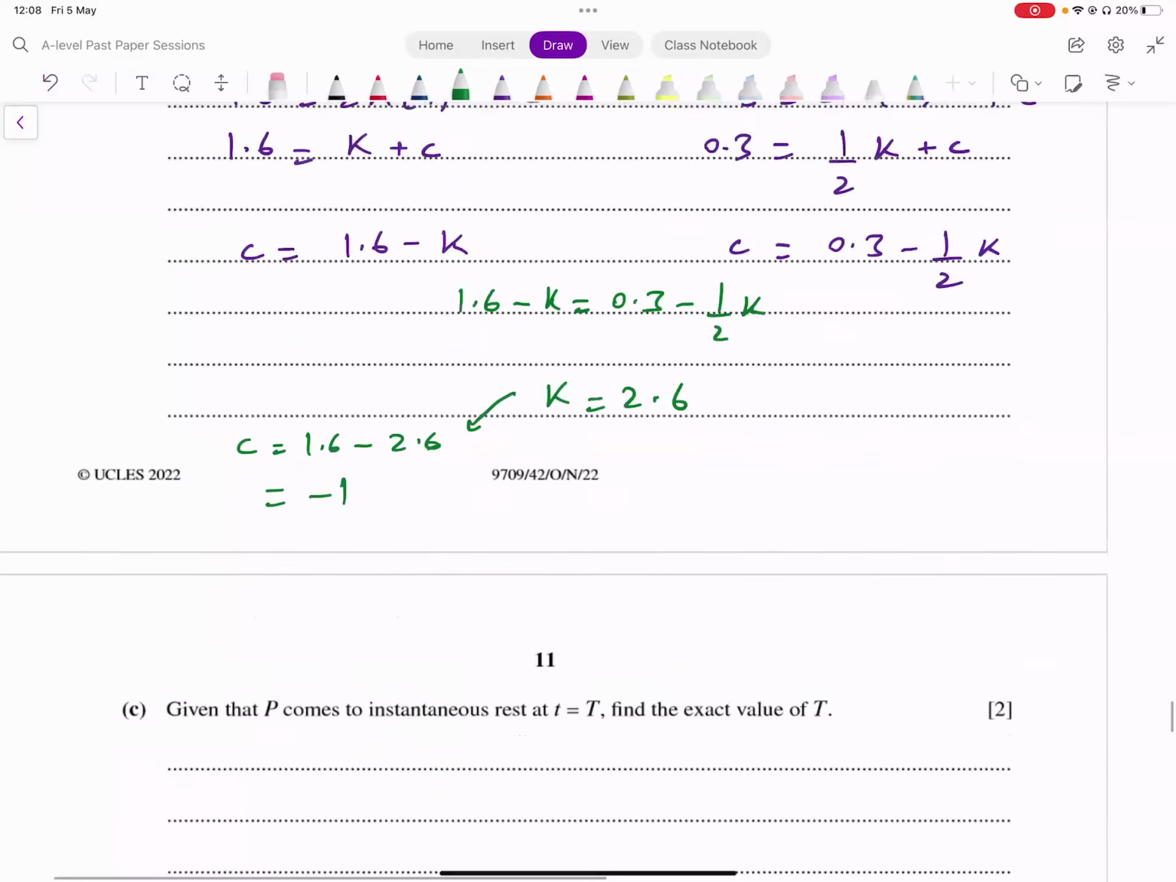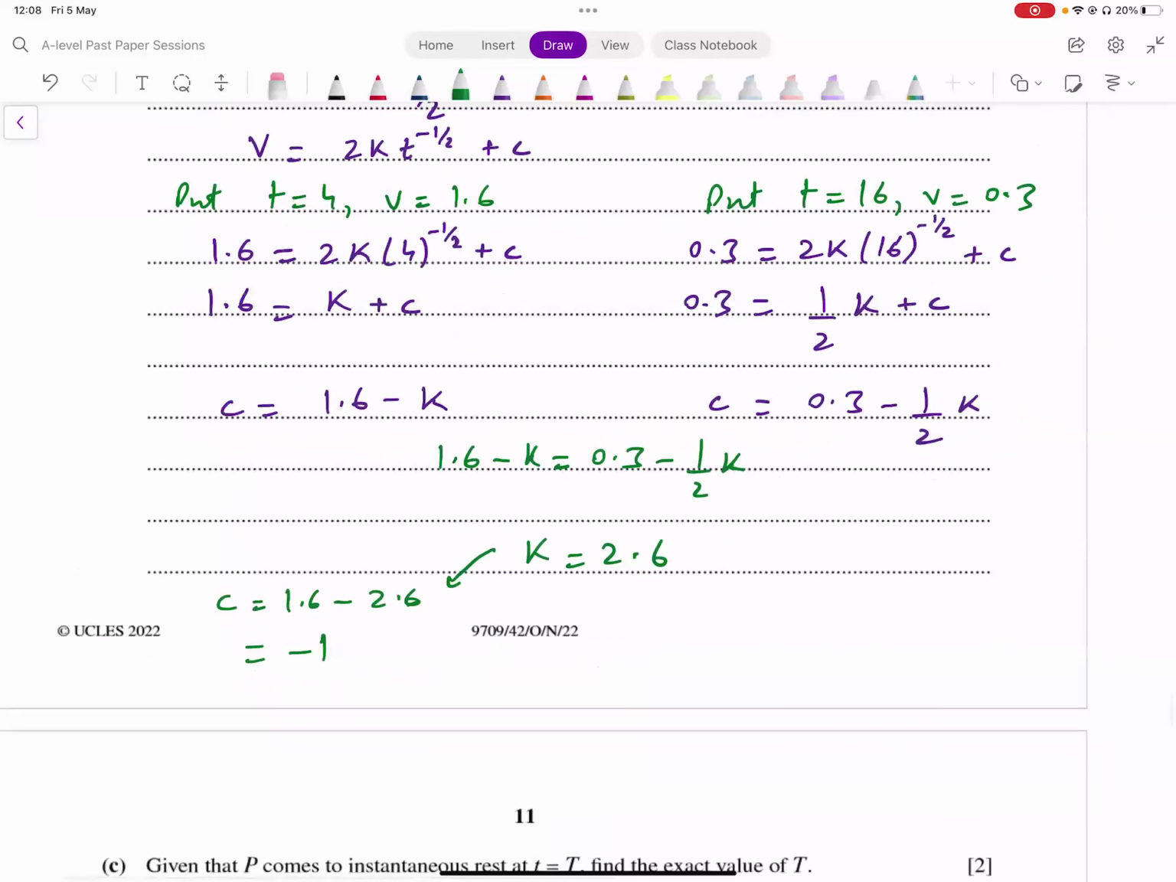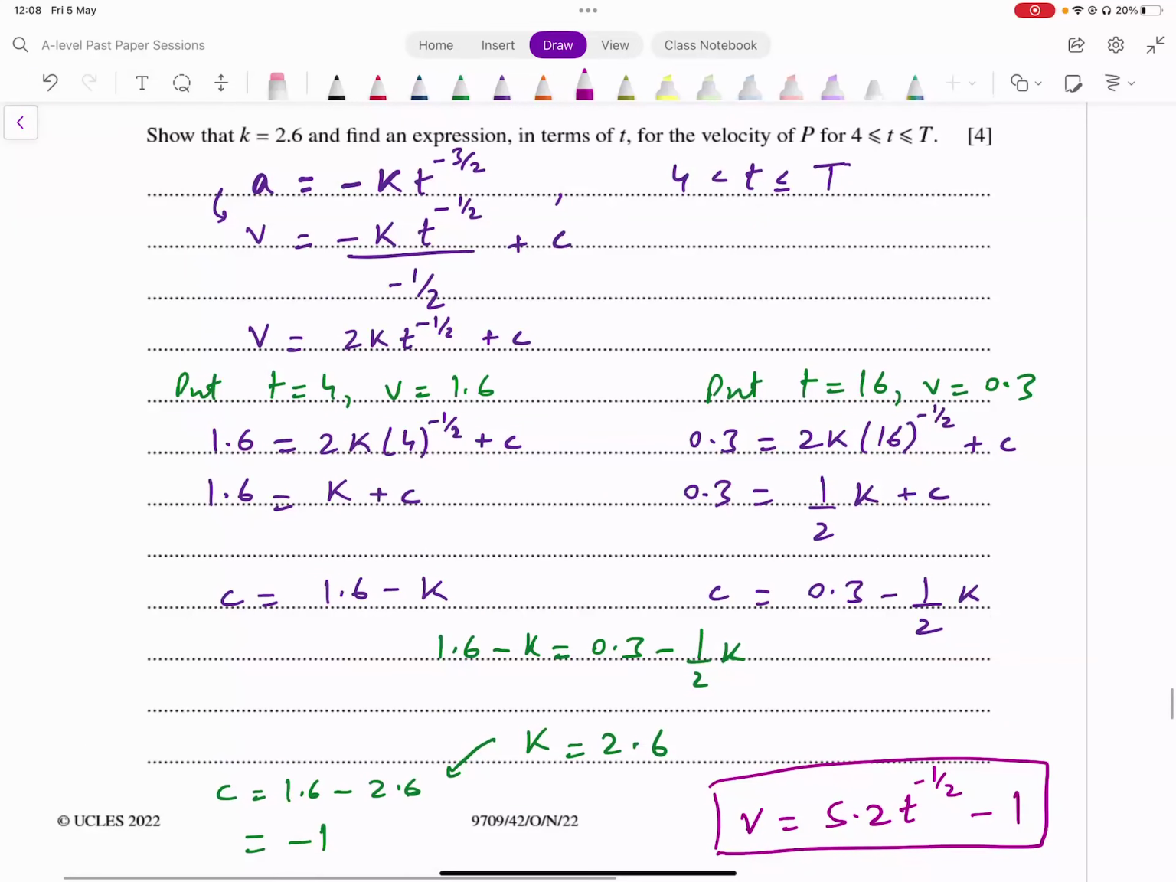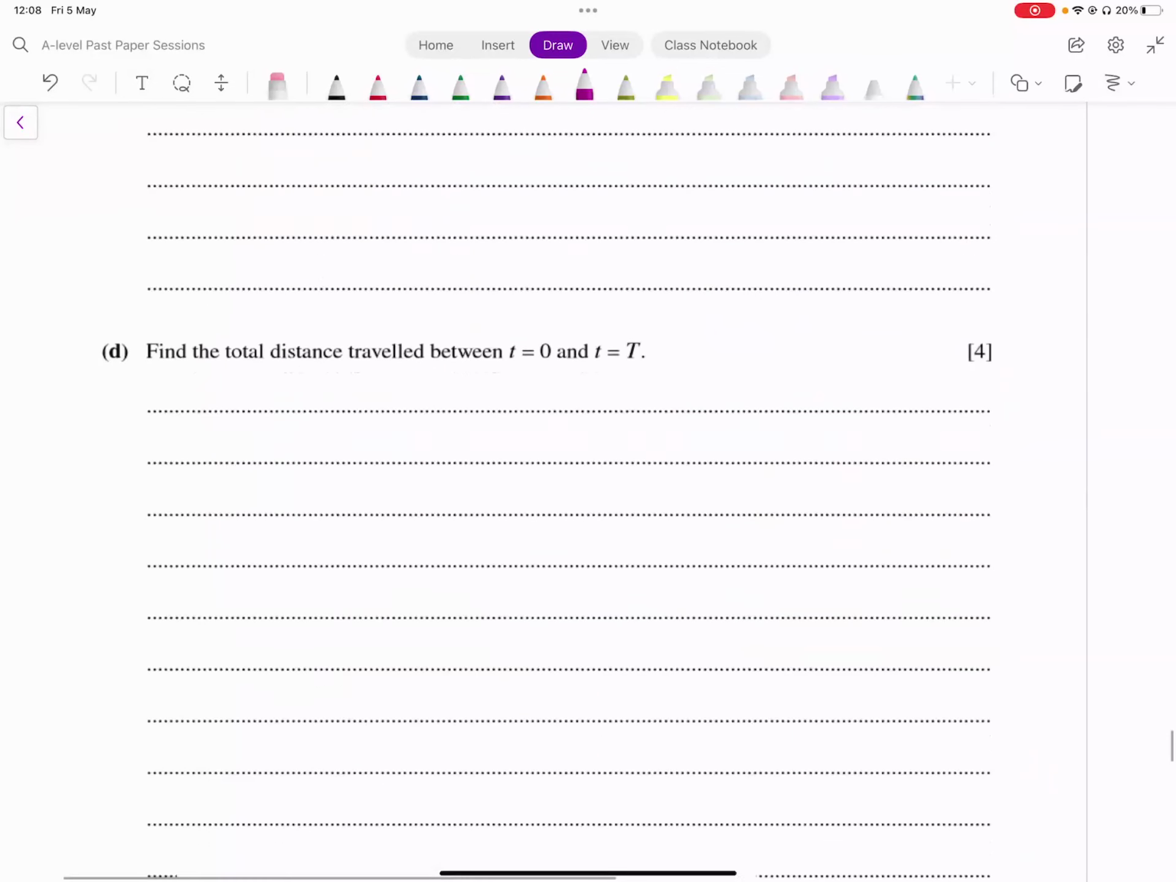Once you have the values for k and c, now you can write down the equation. वो equation लिख दें, उसमें values input कर दें. v equals 2 into k. 2 into 2.6. What would that be? 5.2. 5.2 into t raised to power minus 1 over 2 plus c. C की value minus 1 है, so I have minus 1 here. This is what the equation should turn out to be. उसने कहा था find an expression in terms of t for this part. Okay? ये आपके पास इसका final result आ गया. That's what we were looking for. ठीक है, let's move on. Let's look at the next one now.